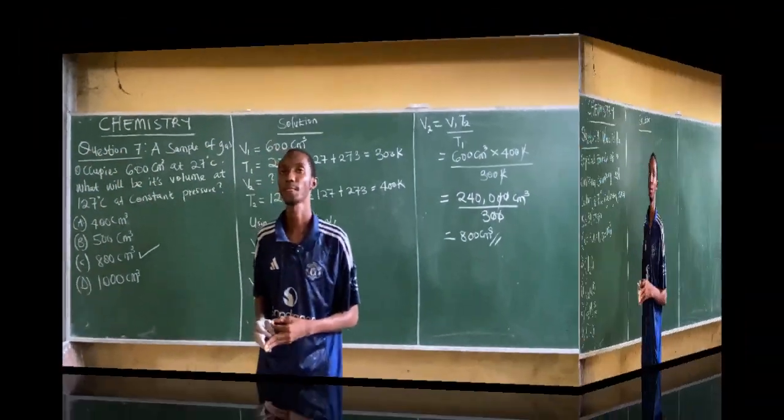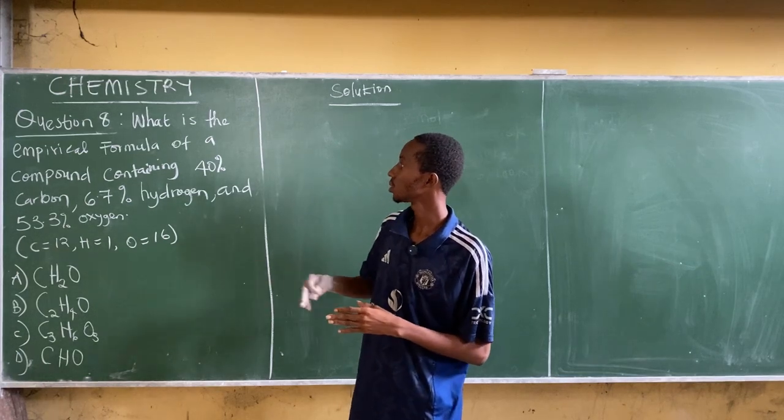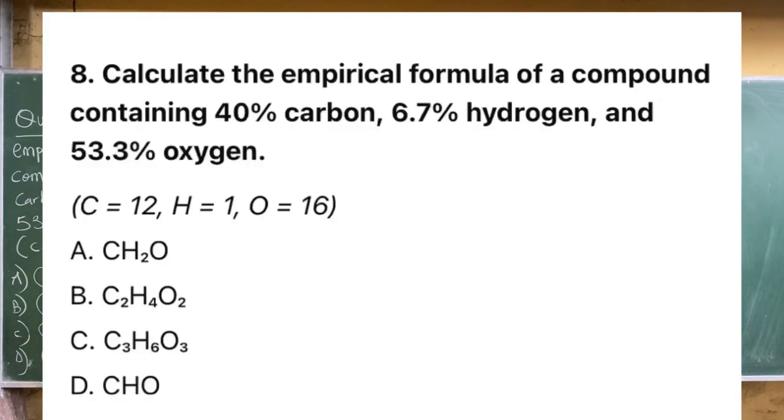Question 8 says, what is the empirical formula of a compound containing 40% carbon, 6.7% hydrogen, and 53.3% oxygen? They gave us the atomic masses of carbon to be 12, that of hydrogen to be 1, and that of oxygen to be 16. These are the options, option A, B, C, and D. Let's solve together the empirical formula.